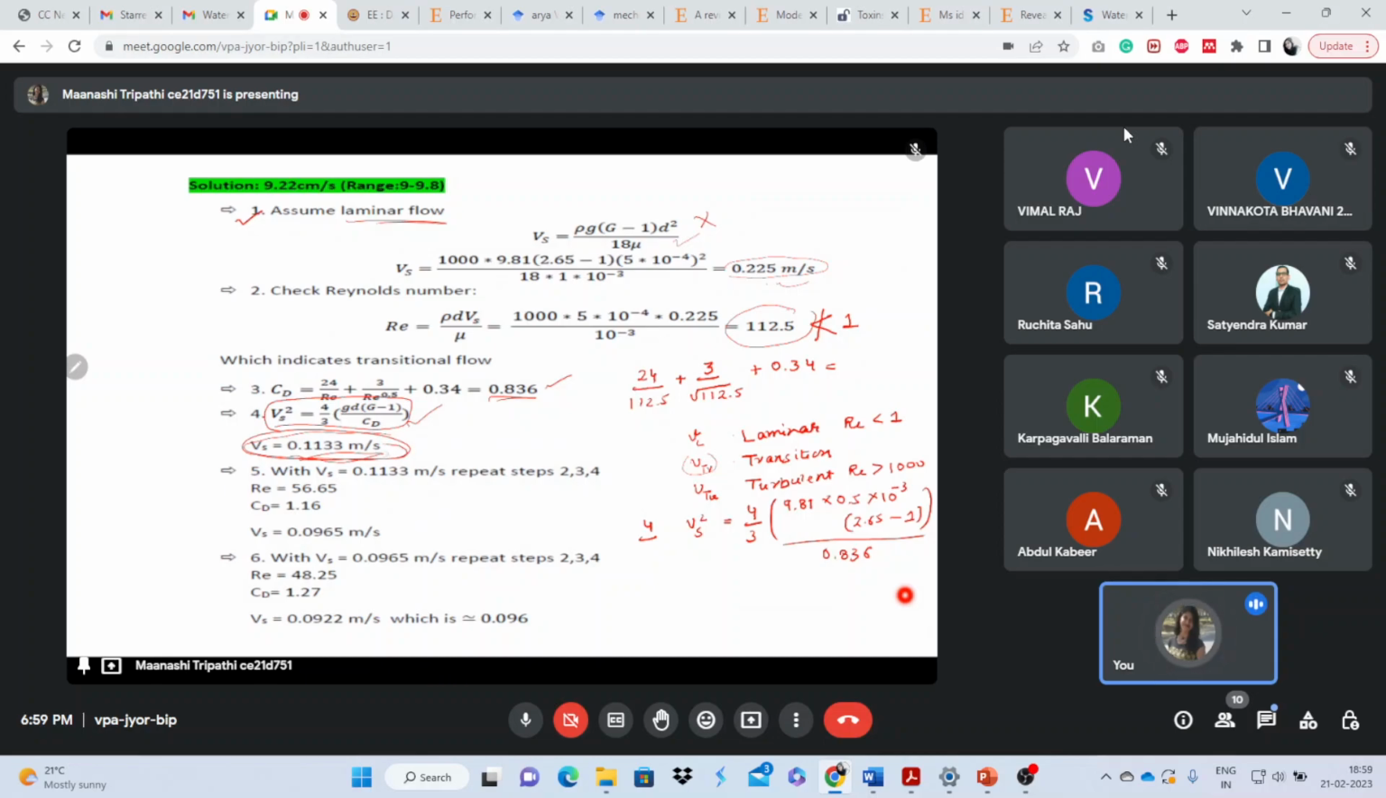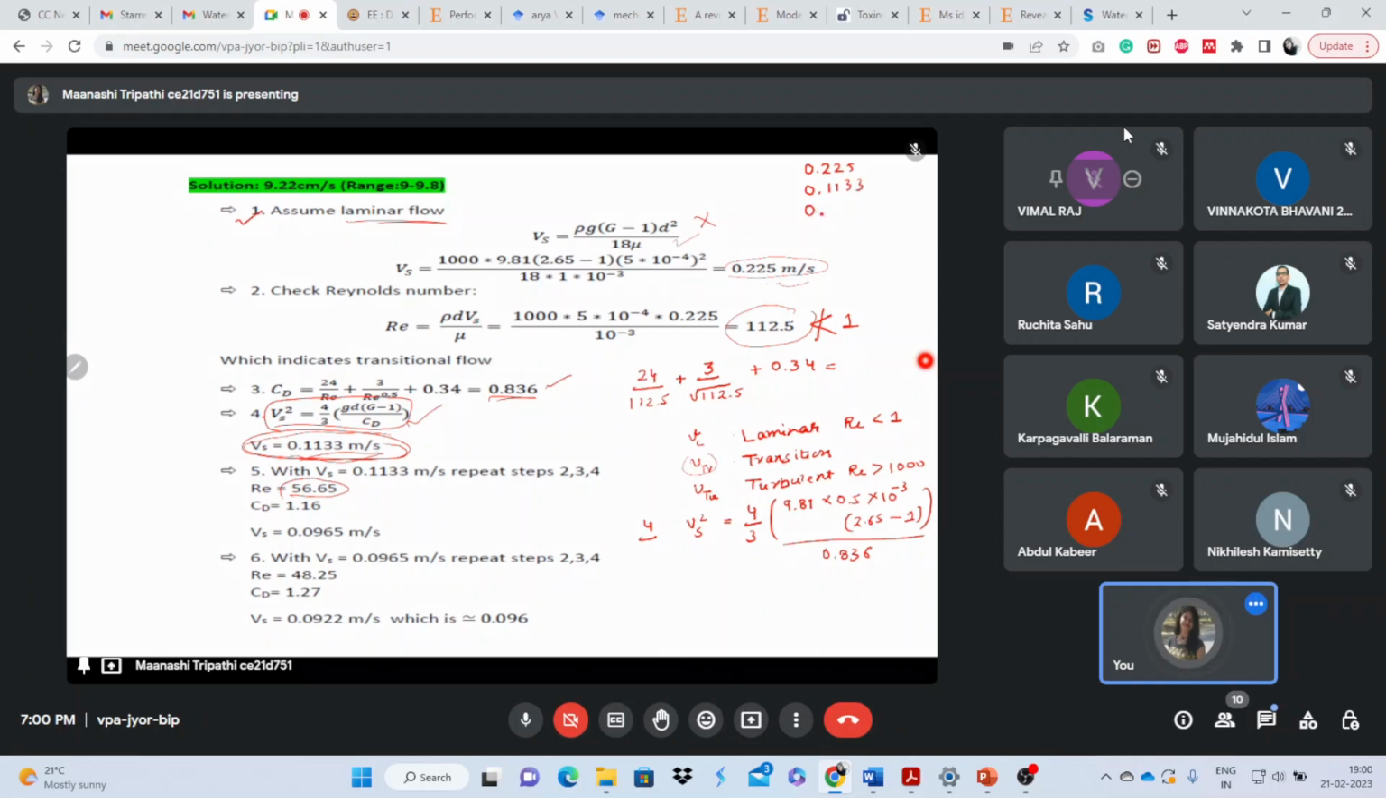After getting this velocity, as we checked earlier for the Reynolds number, we will check again for the Reynolds number. And we got the Reynolds number as this. After checking the Reynolds number, we will again find Cd. After finding Cd, we will again find Vs. So what was our earlier Vs? First Vs was 0.225. Second Vs was 0.1133.